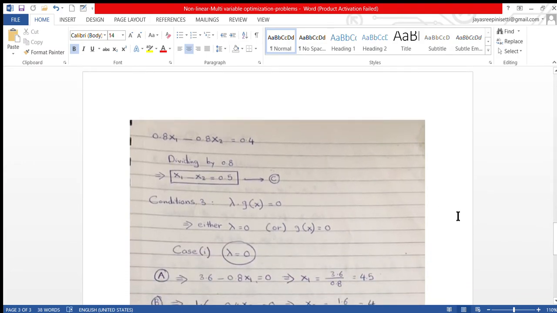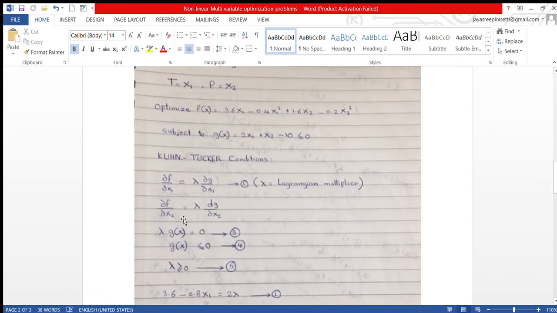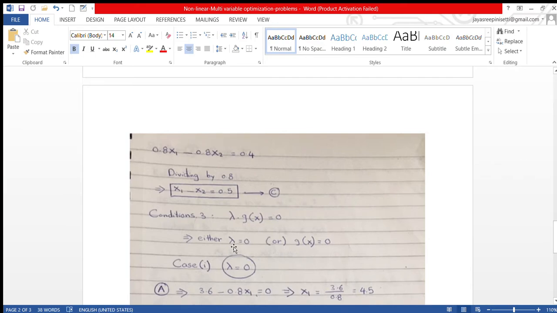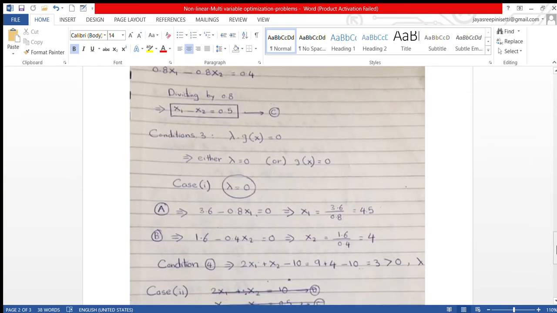So condition 3, what is condition 3? When you do these conditions, you must make lambda times g of x equal to 0, right? This is possible when either lambda is 0 or g of x is 0. Choose the first one, try with lambda equal to 0.